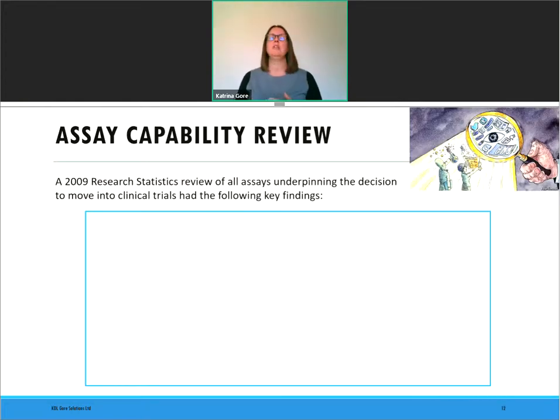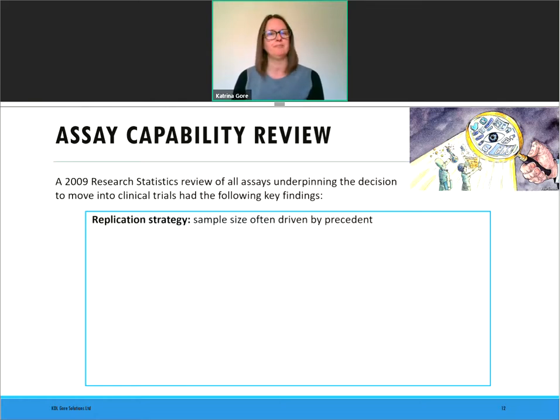As I said, in 2009, Pfizer was focusing on that transition of projects from the preclinical research area into the clinic. And as a stats team, we were asked to review all of the assays that underpinned that decision of the movement into clinical trials. And we had a number of key findings that we shared. Replication: the sample size we used was often driven by precedent. We've always run an N of 6 per group in this comparative study, and it's always seemed to be fine.